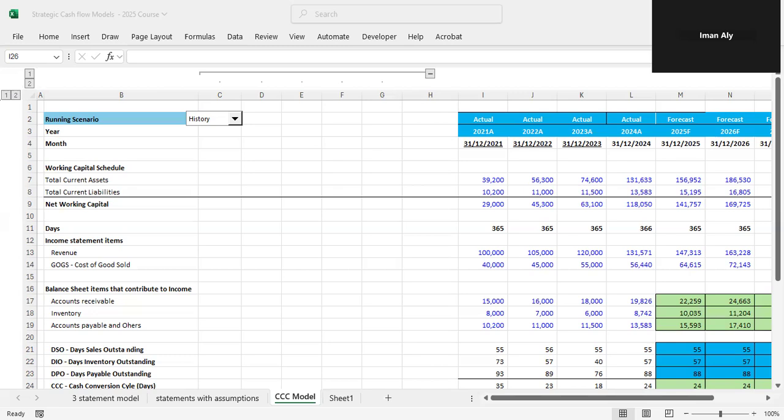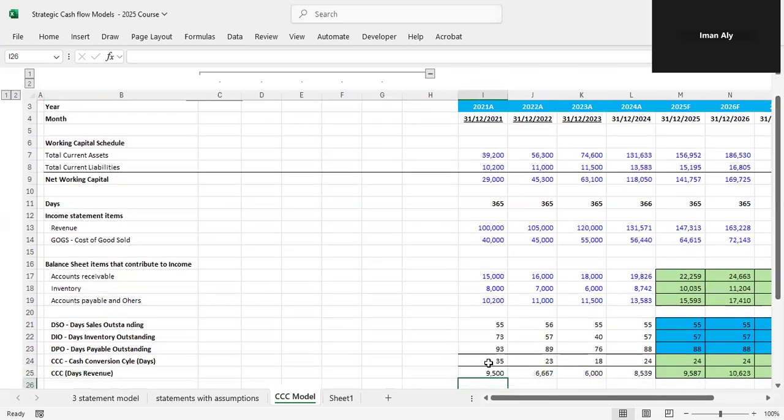And what are you getting? The cash conversion cycle in days. And if you look here, it shows exactly that: DSO plus DIO minus DPO, in days. Okay.